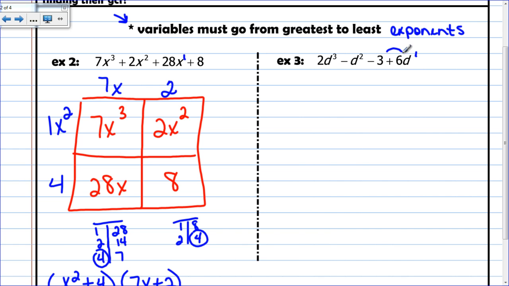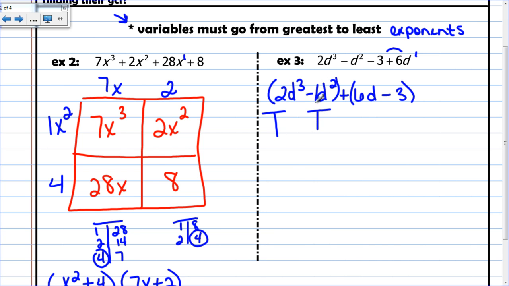So these two need to change places. So I'm going to rewrite this as 2d cubed minus d squared plus 6d minus 3. So now everything's in order, and I'm going to group these two and group these two. So we'll do our T's. This one's really not a big deal.